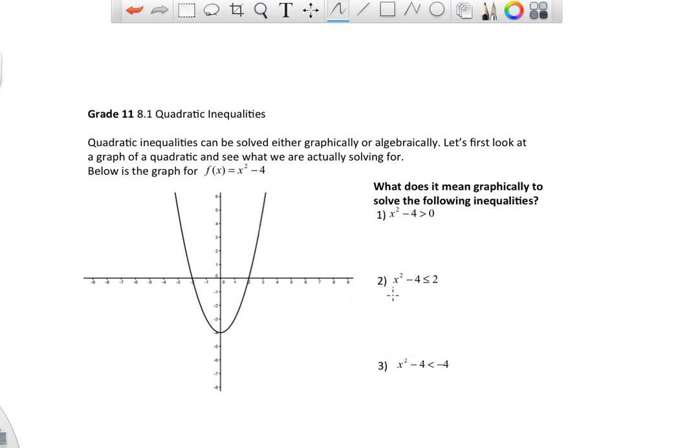We can also ask, when is this quadratic, x squared minus 4, less than or equal to 2? Well, the line 2 runs about here. So when is it less than or equal to 2? What I'm interested in is this spot and that spot, and we want the quadratic to be below. You can already see that this is going to be an inequality that solves as an AND inequality.